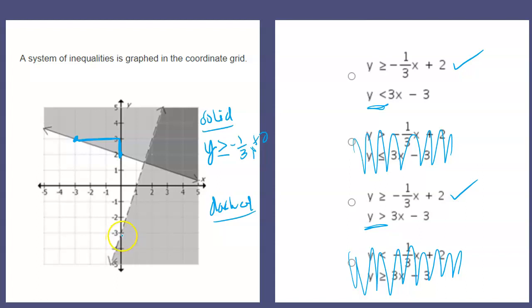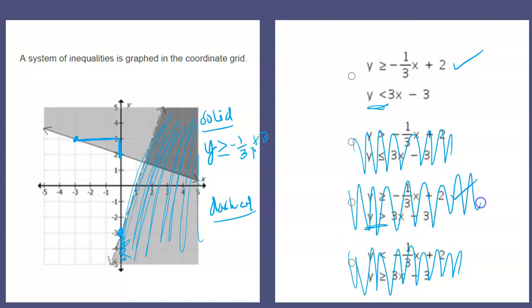My dashed line here, I can see is shaded below. How can I tell it's below? Because I go to my y-intercept right here, and if I look below it, it's shaded below. So this should be y is less than, and then everything else is the same, 3x minus 3. So I can get rid of this, and I know this is my answer choice.